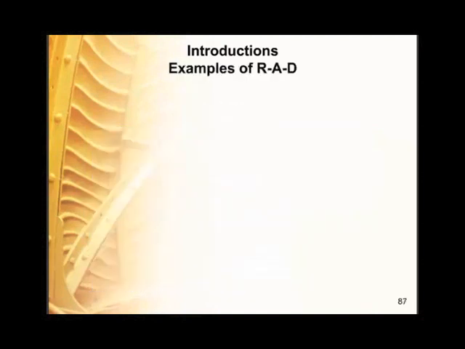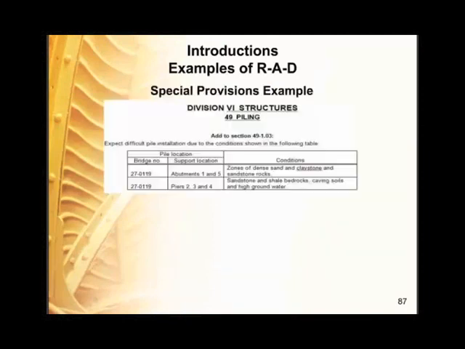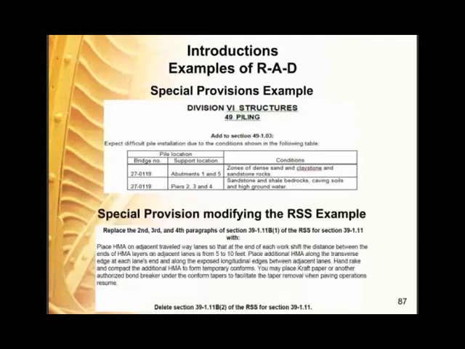The next example is an example of how add is used. In this case, what we're showing is the difficult pile driving locations in section 49-1.03 of section 49. So when you have project-specific information that the specification writer must add and include, they use a standard special provision, they fill in the blanks, and it's included in the special provisions.